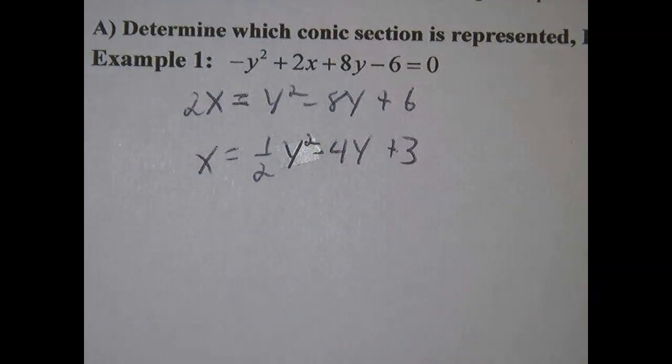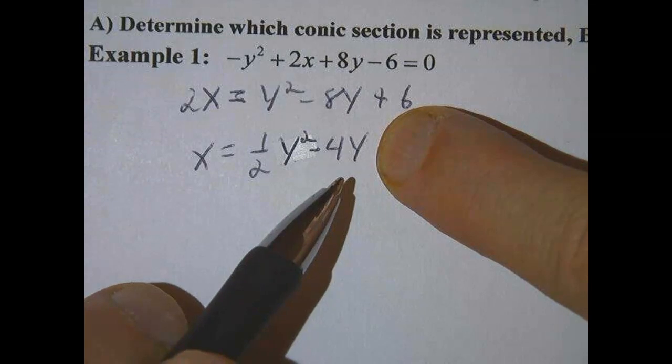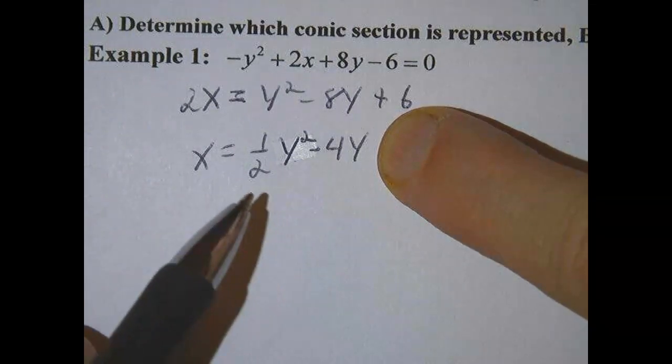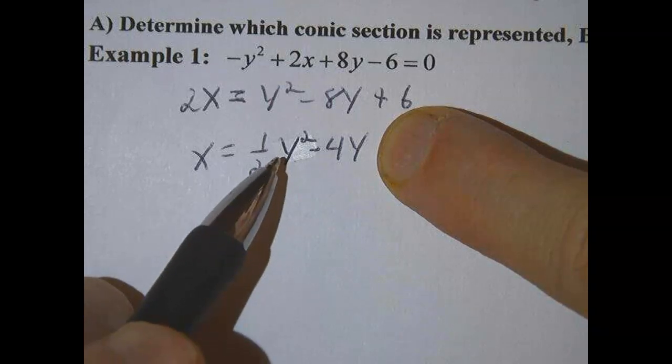Now, the next step is the tricky step. We have to be really careful here. And that is that we're going to put this aside. We're going to ignore this for a minute. I'm literally going to move it over to the side. And we're going to factor out the 1/2 so that we can complete the square in y.